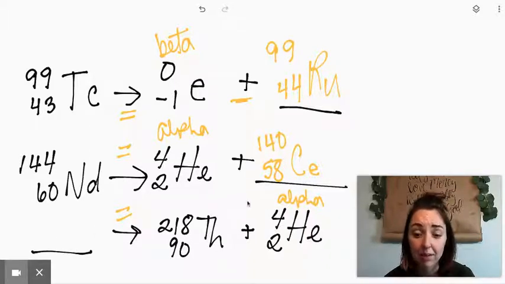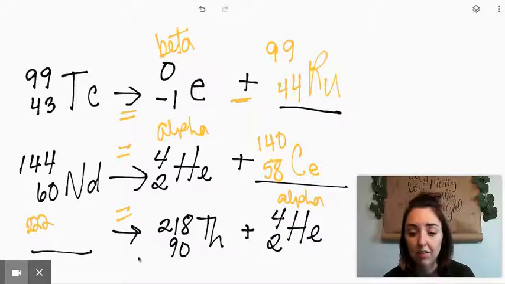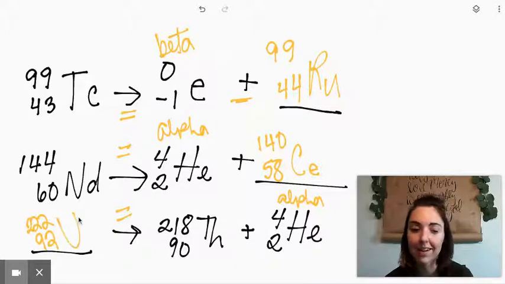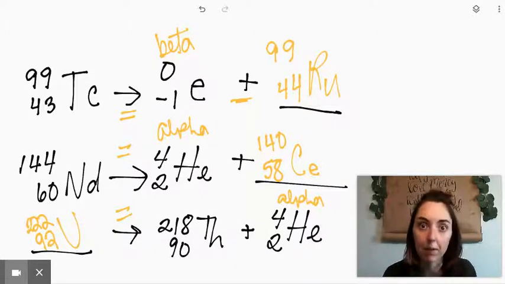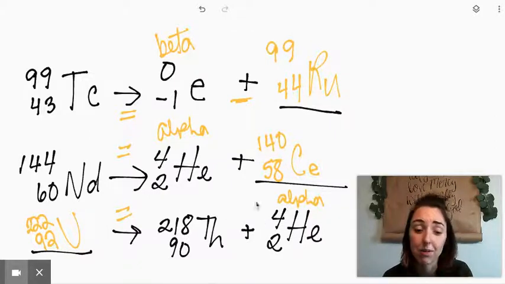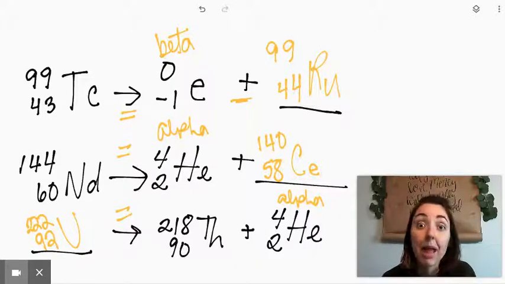So 218 plus 4 is 222. 90 plus 2 is 92. That's one we're going to see a lot. Whenever you see 92, that's uranium. That one might just be stuck in your head because we use uranium so often. So 92, that's uranium. And voila, that one's done. I didn't have to do any subtraction or algebra, just add them together. 218 plus 4 equals 222. 90 plus 2 equals 92. And you're done. And that's writing decay reactions. Again, just some basic addition and subtraction.